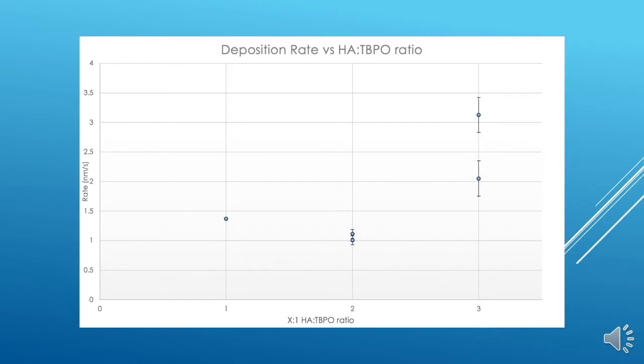Here is a graph of our results, with the rate of film deposition on the y-axis and the flow ratios on the x-axis. Unfortunately, we were only able to get usable data from one of our one-to-one trials due to an error with the iLab software.